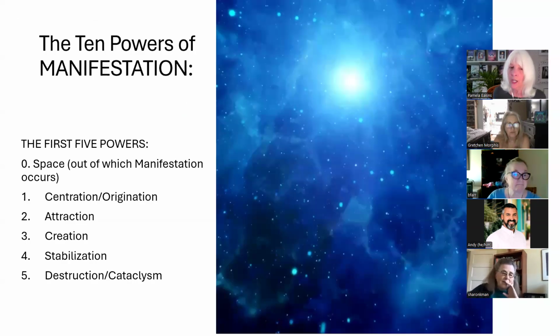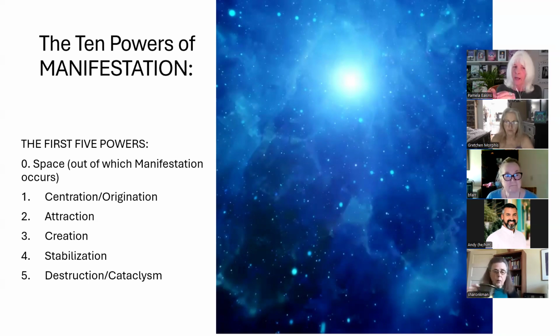Again, there are 10 powers of manifestation, and the first 5 powers are: 0, space; 1, centration or origination. All these powers go by different names, but there's an essential meaning to it. The power of attraction, number 2; 3, creation; 4, stabilization; and 5 is destabilization. So it's destruction, cataclysm, destabilization. We're working with all of those.